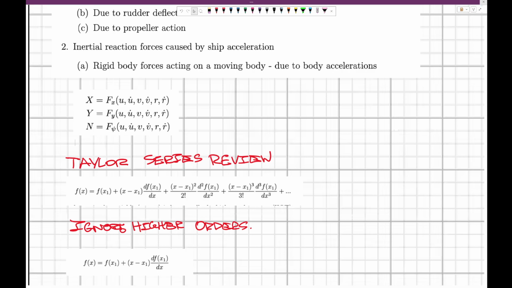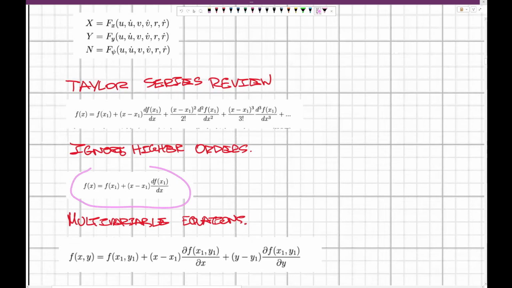If you remember, if a function of a variable x and all of its derivatives are continuous at a particular value of x, say x1, then the value of the function at a value of x not far removed from x1 can be expressed as follows, which is shown here. Obviously, as engineers we like to simplify things, so we're just going to ignore the higher order terms because they're small. And then we can just rewrite that to something like this.